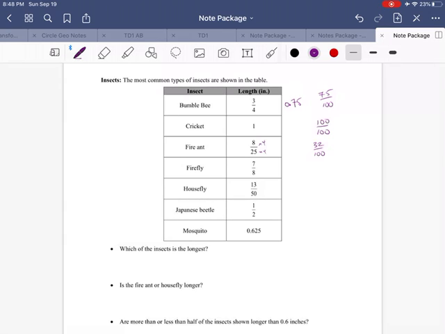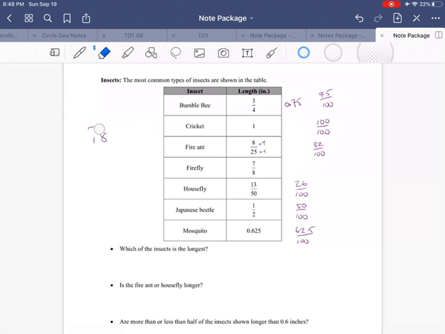Okay, 7/8. That's a tricky one. We'll leave that one for a second. 13 over 50 is the same as 26 over 100. 1/2 is 50 out of 100. And 62.5 out of 100. So the 7 over 8 is the only one we kind of have to actually calculate here.